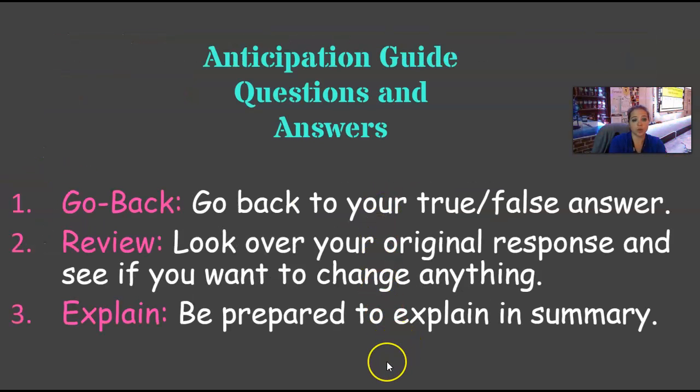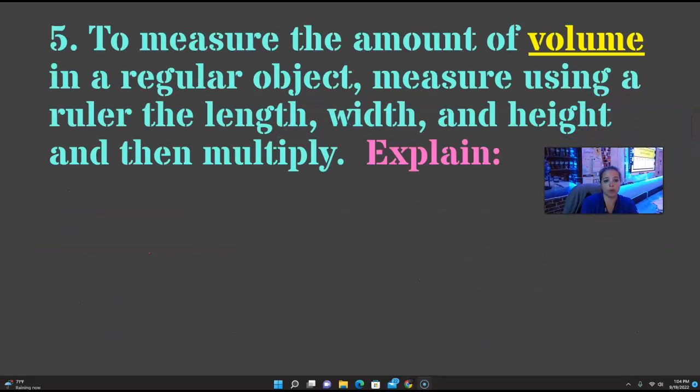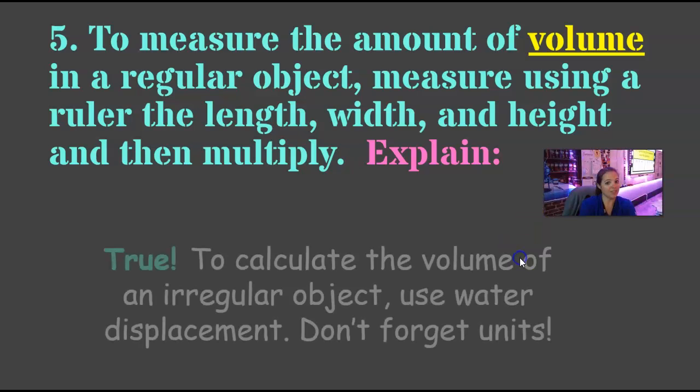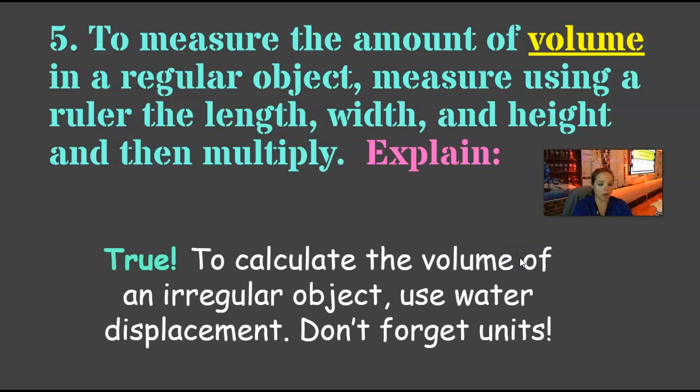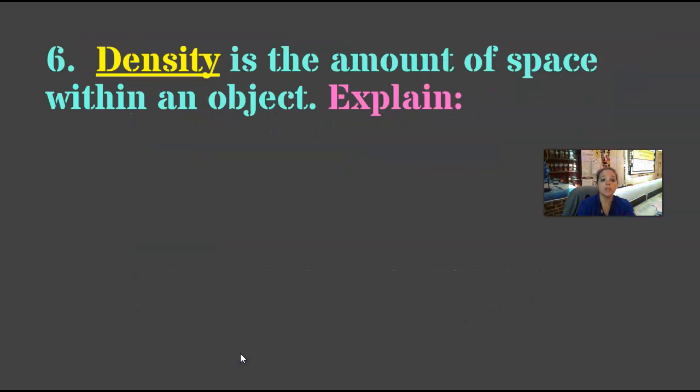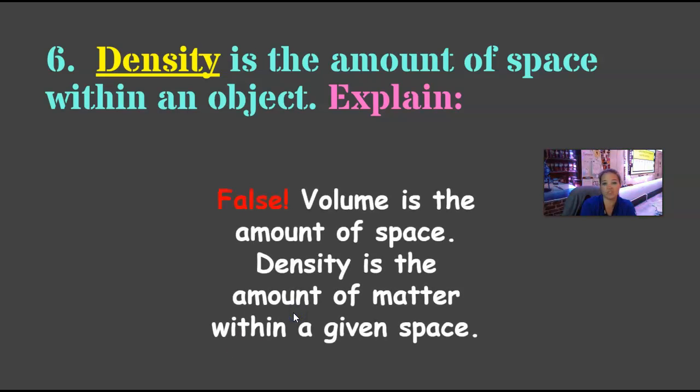All right, so we're going to go back to the anticipation guide real quick, and we're going to put in true or false and why. So to measure the amount of volume in a regular object, measure using a ruler the length, width, and height, and then multiply. True or false? I'm hoping you said true. That is for regular objects. For irregular, make a note of this. Irregular objects use water displacement. And don't forget the units. Density is the amount of space within an object. That one's false. That one's volume. Volume is the amount of space. Density is the amount of matter in a given space.